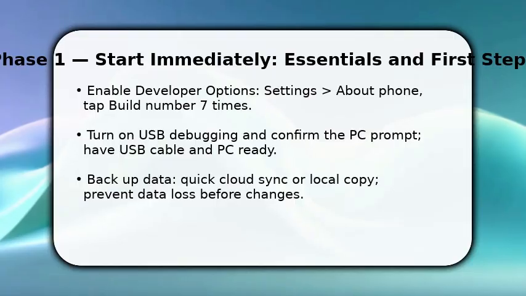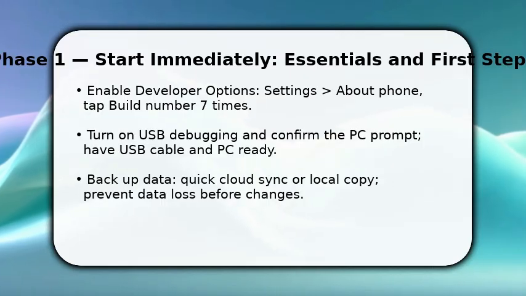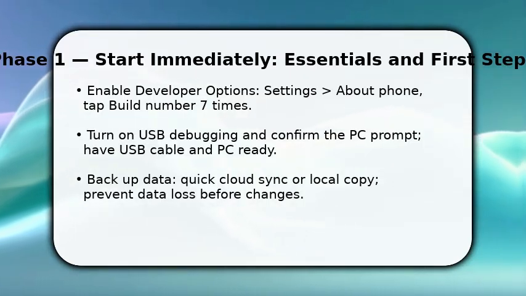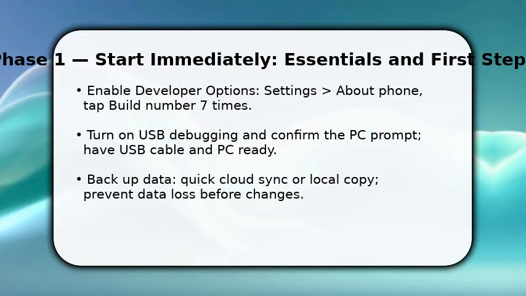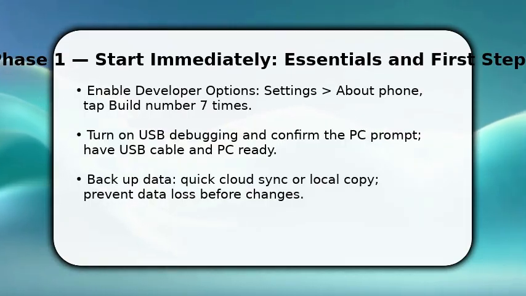You start by enabling the tools that let you change restrictions. First, open Settings and enable Developer Options. Tap build number 7 times. Once visible, turn on USB debugging and accept the computer prompt when you connect. This gives you command access.